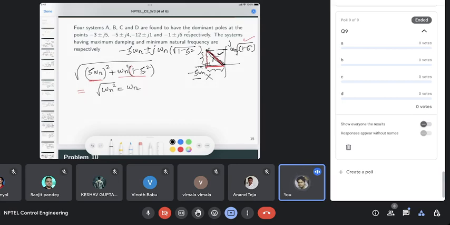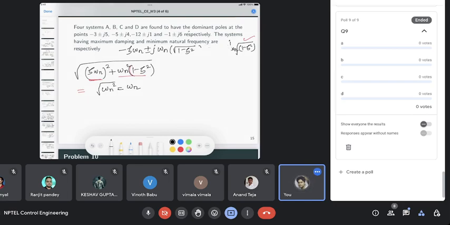So this is omega n. Let's draw it properly. This is minus zeta omega n. This is omega n times square root of 1 minus zeta square. So this will be omega n, and this angle theta. What is cos theta then? Can anyone answer?